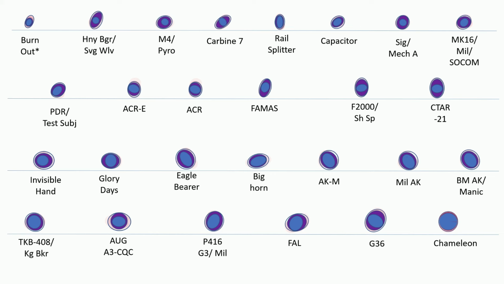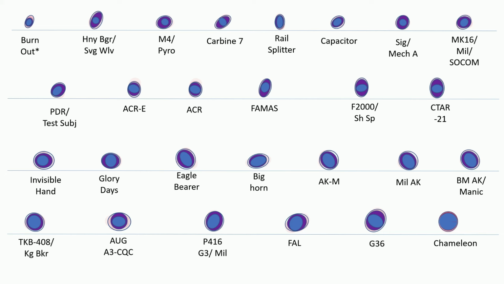The SIG, which I think might be a surprise to some people. The MK16, I know that there are a few people out there who like that. The PDR, Test Subject. And then we have the very stable ACR and ACR-E. Now, it's one of those weapon systems that a lot of newer players are going to find favourable because it is the easiest to control because of its very high stability.